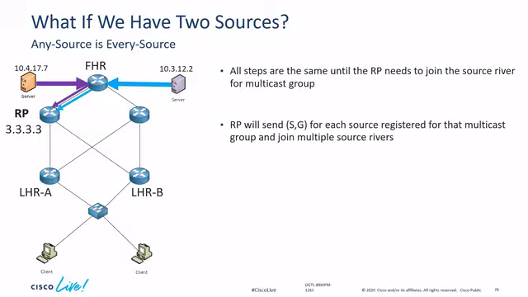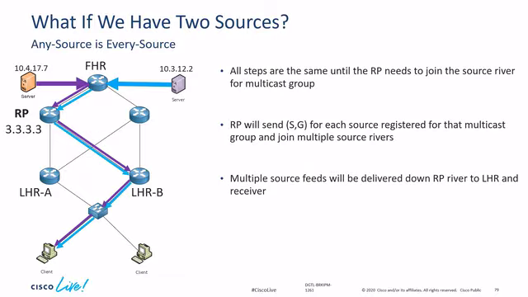So when LHRB sends a PIM join, a star comma G join, towards the RP for a particular multicast group from the receiver, we didn't ask for a specific source. And so the RP, not knowing what source we're interested in, will instead send its own PIM join for every single source that is sending to that group and just rely on the receiver to figure it out, basically. So multiple feeds will end up getting received and delivered down the outgoing interface list towards the receiver. And then it's up to the receiver's multicast application to figure out what to do with that.